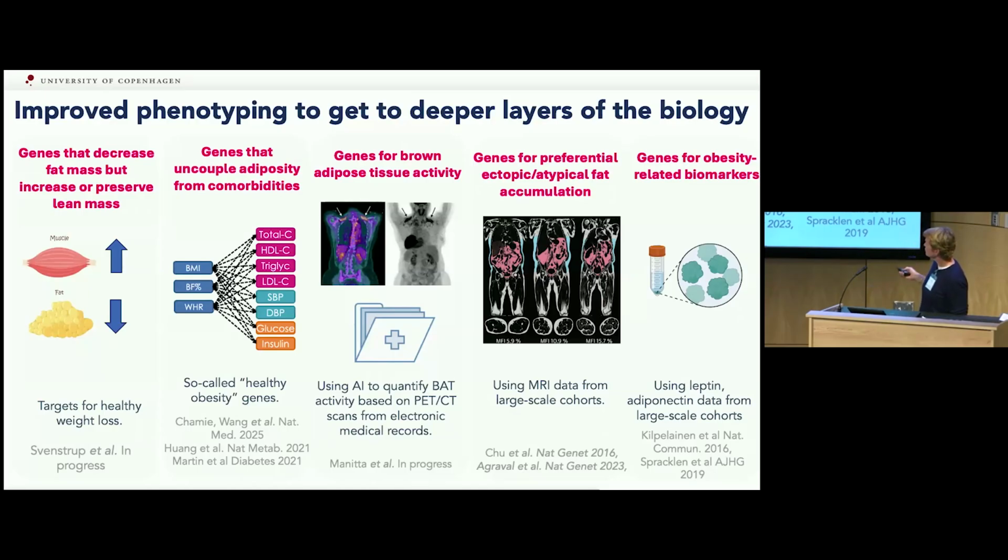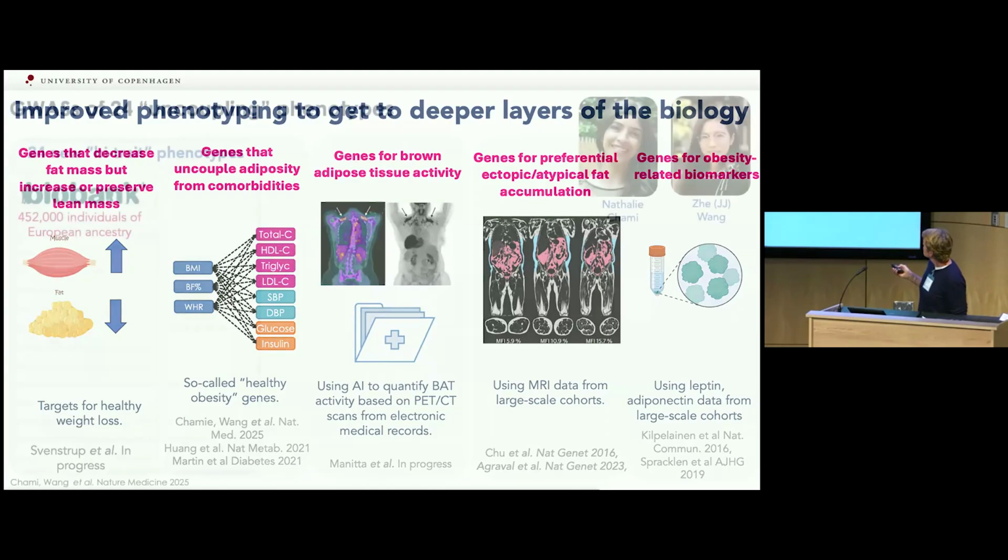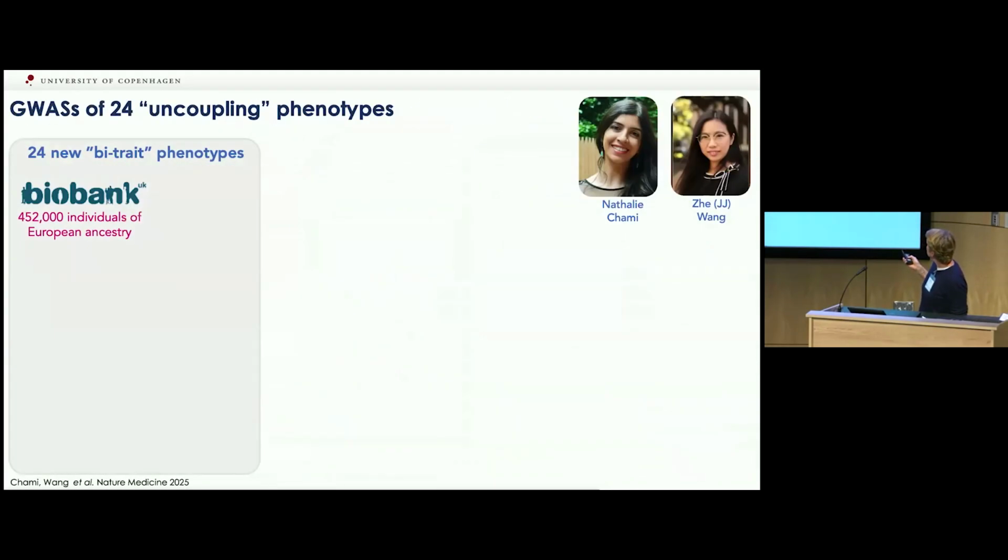This promises to be an exciting field as well. So today I want to focus on this story, and actually it just got published last week in Nature Medicine, and is led by Nathalie Chamy, who's here as well today, and by J.J. Wang. So what we did is we did not do a case control analysis of healthy obese individuals versus unhealthy obese individuals, because there's a lot of discussion about that.